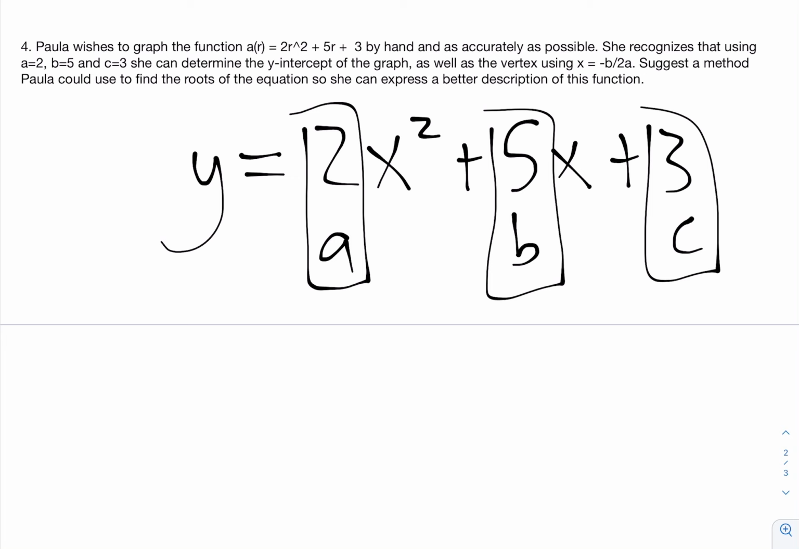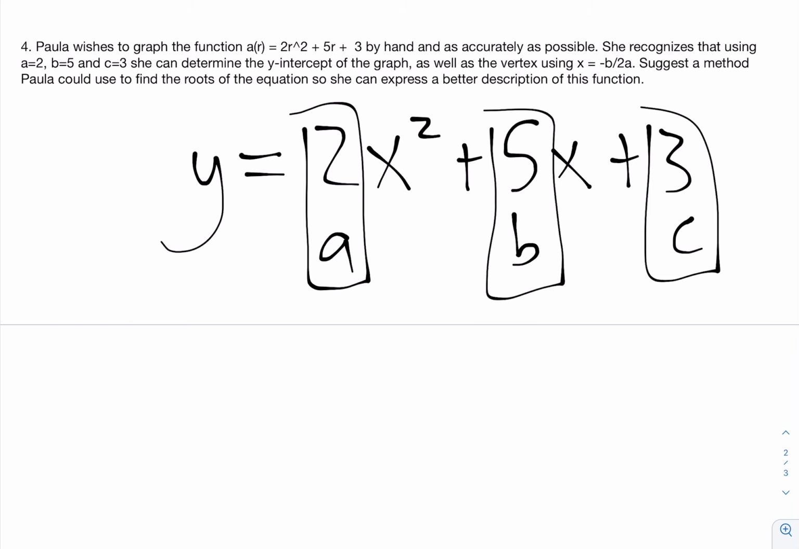But how can we find the roots of this equation? Because she's trying to graph it by hand as accurately as she can. And if she only knows the y-intercept and the vertex, that's going to give a decent representation of the graph, but it would be even better if we knew where the roots were. Okay, so if we know where the roots are, it's going to look a lot nicer, a lot cleaner, a lot more accurate. We can connect the dots a lot nicer.